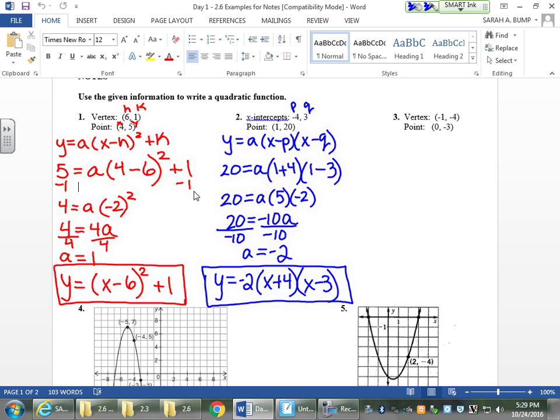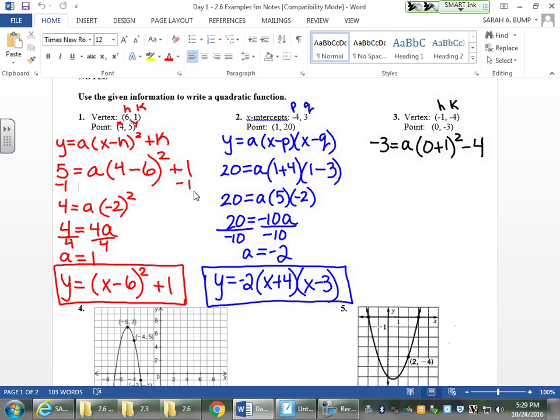Number 3, I'm going to have you guys try on your own. So pause here and give it a shot. I'm going to do vertex form because I have given you the vertex. So vertex is H and K, and the point is your X and your Y. So the Y goes in, we don't know A. The X is 0. When you minus H, when you minus -1, it'll become plus 1 squared, and then plus our K value of -4.